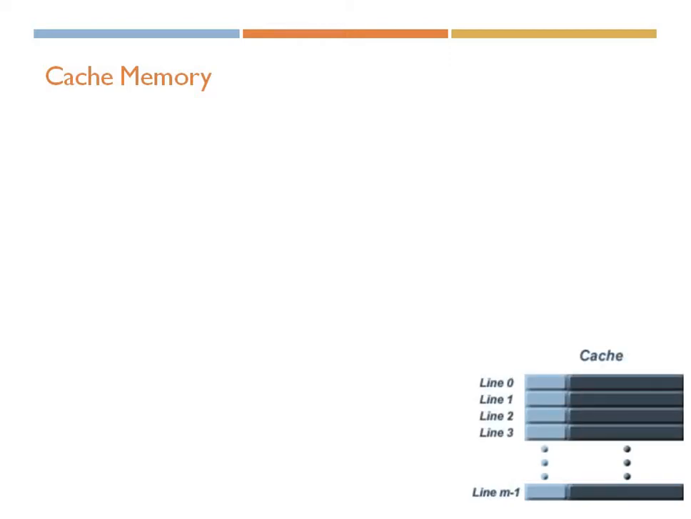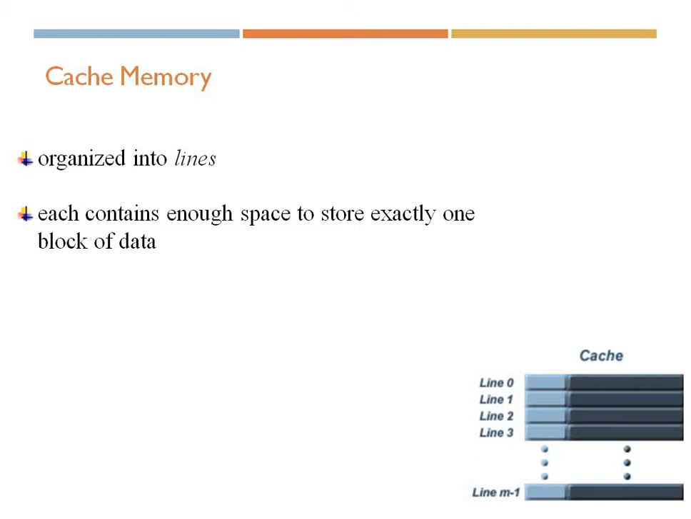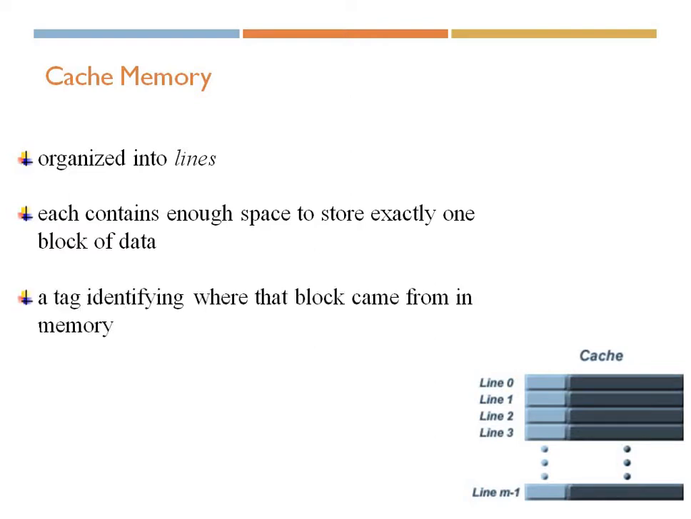The second concept that we have is the cache memory. Cache memory is divided using lines. They are organized using lines. Each contains enough space to store exactly one block of data. That means it is going to store a single block inside a single line. We also have one more concept, called the tag, which is going to identify where that particular block came from in the memory. So it is going to keep the mapping information of the line to the block.